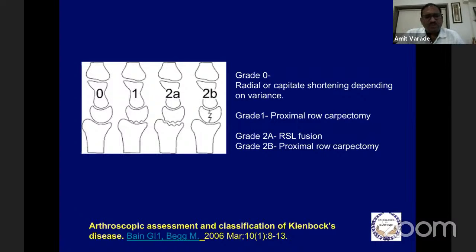So Professor Bain in his paper clearly mentioned his treatment algorithm. In grade 0, when all the surfaces are good, he has advised an extra-articular procedure in the form of radial or capitate shortening, depending upon the variance. And in grade 1, when the proximal lunate surface is non-functional, he has advised proximal row carpectomy. Grade 2, basically along with the proximal lunate surface, the distal lunate fossa has a non-functional articular surface. So he has advised radioscapholunate fusion. And in stage 2B, when there are some linear fractures in the lunate, proximal row carpectomy can be done.